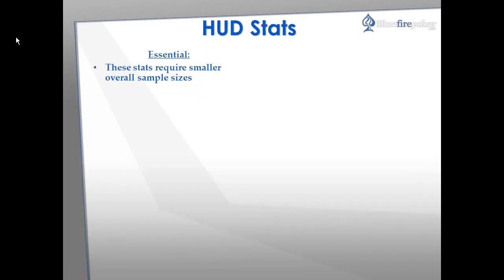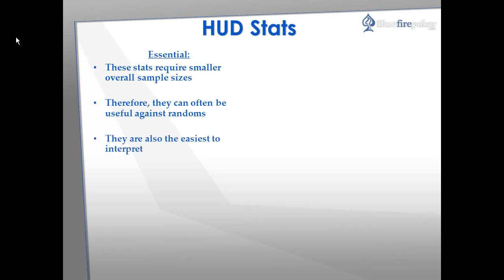Next, we're going to talk about some specific HUD stats, and I'm going to break them up into 3 categories. First, we're going to talk about what I consider to be the essential stats, and these are stats that require smaller overall sample sizes, and therefore they can be more useful against randoms who we don't have a lot of history with, and they're also the easiest stats to interpret.